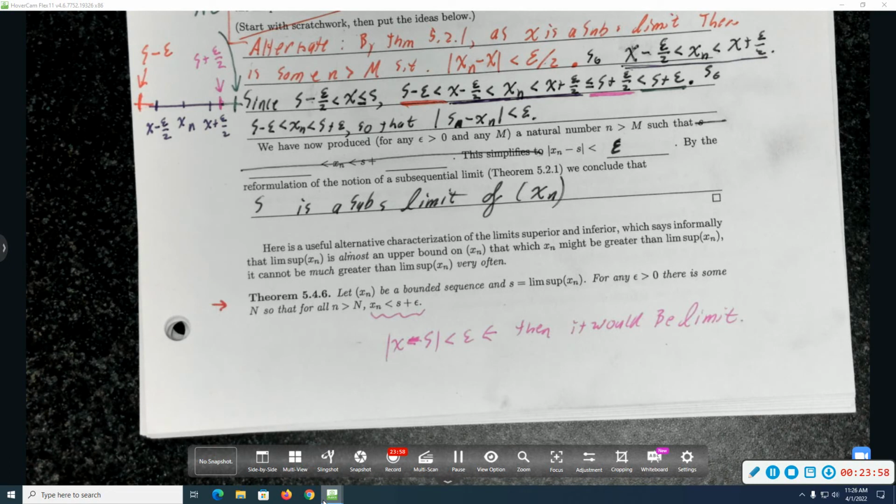So let's go and try to prove this. And I think the way that I'm going to try to proceed is by contradiction. I'll assume the negation of the statement that s is the limit superior of xn, and I'll try to come up with a subsequence that gives me a contradiction. So let's try to play that game.